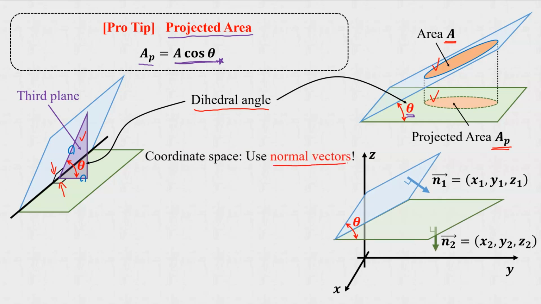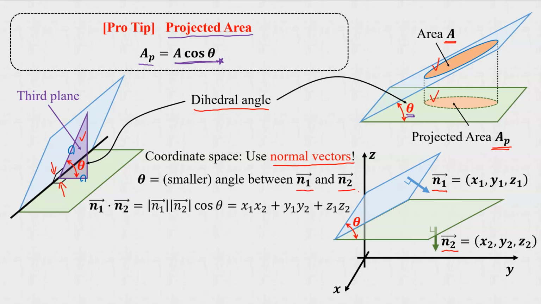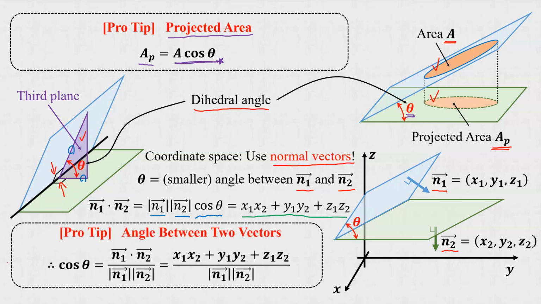But doing this work with pure geometry is often a hassle, so in coordinate geometry, we use normal vectors of planes. Suppose that two planes have normal vectors n1 and n2 respectively. Then the angle between two planes is simply the angle between two normal vectors n1 and n2. This angle can be obtained from the fact that we have two formulas for the dot product of vectors. The dot product of n1 and n2 can be calculated by either using magnitudes of two vectors and cosine theta, or using components of two vectors. Using these two formulas, we can easily obtain the value of cosine theta.